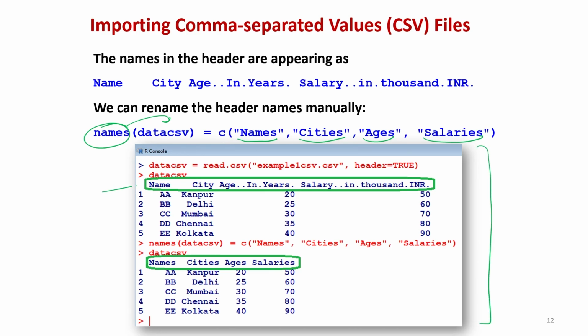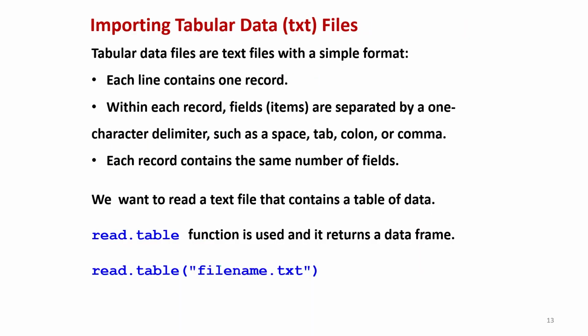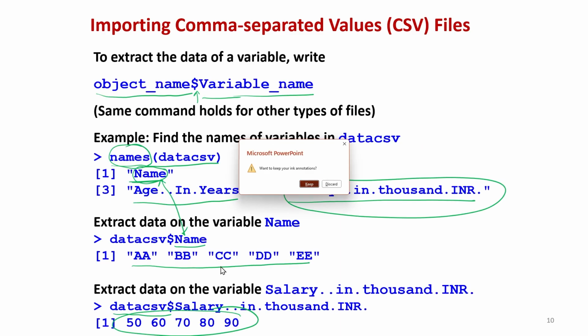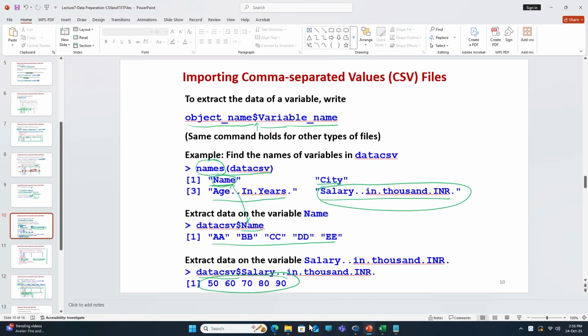The original data set has the data names as name, city, age in years, etc., like this one. But now you use the command data CSV, and if you rename them, you can see the new names have come up here: names, cities, ages, salaries, right? So before going into these details, let me try to show you it on the R console also, right?